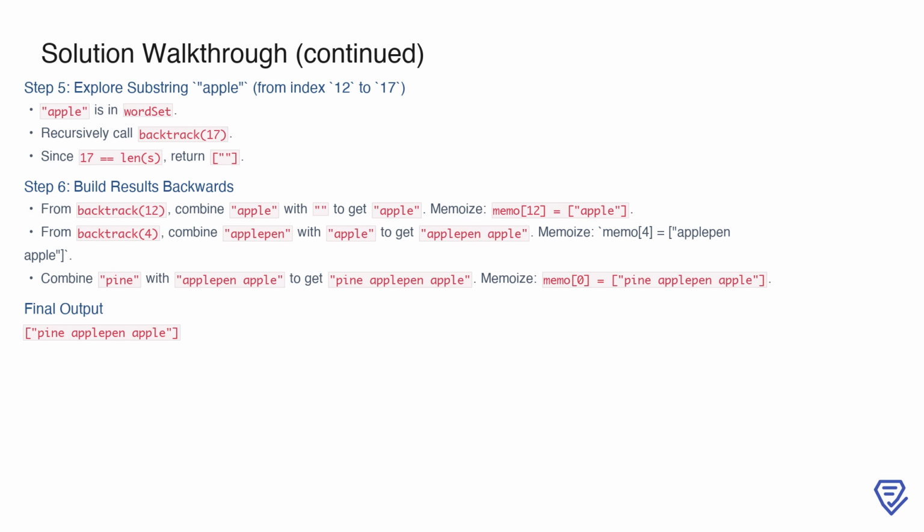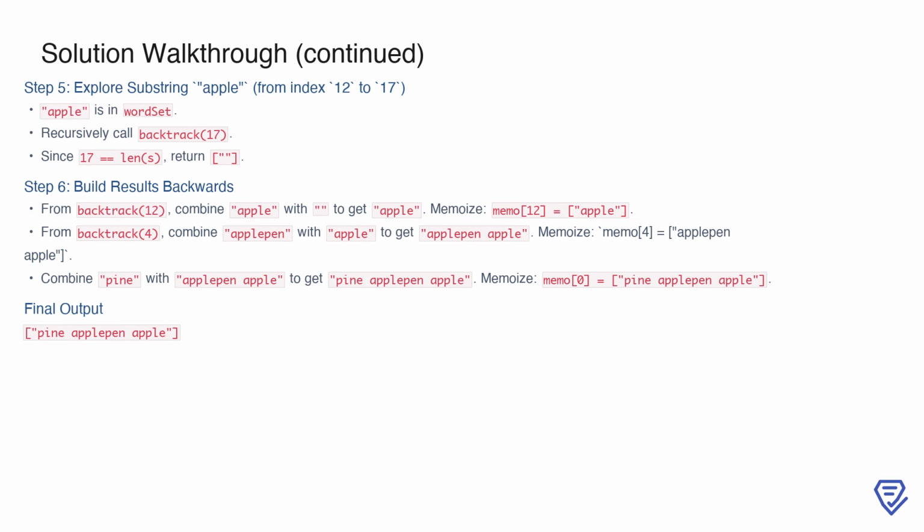result. We then build the solution by combining results backward. From the backtrack call at index 12, we combine apple with the base case result, forming apple, and memoize it as memo[12] equals apple. From the backtrack call at index 4, we combine pen with apple, forming pen apple, and memoize it as memo[4] equals pen apple.